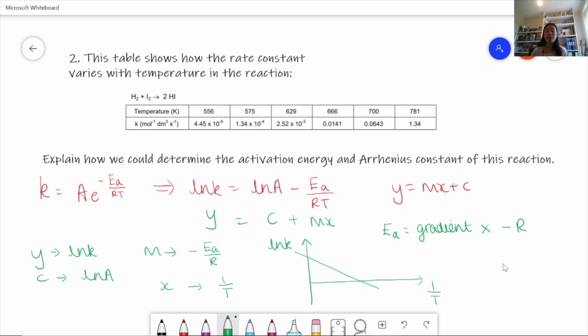And then for the Arrhenius constant, we have this c here, and the c represents the y-intercept. So it's this point here where the line crosses the y-axis. And so this gives us our ln A value. So if we unlog this value, then we should be able to get the Arrhenius constant. And the way we do that is, for example, if we had ln A is 6, just as an example, we would put e to the power of 6 in order to get rid of this natural log. So we would do A equals e to the power of 6, and that's how we would find our Arrhenius constant.